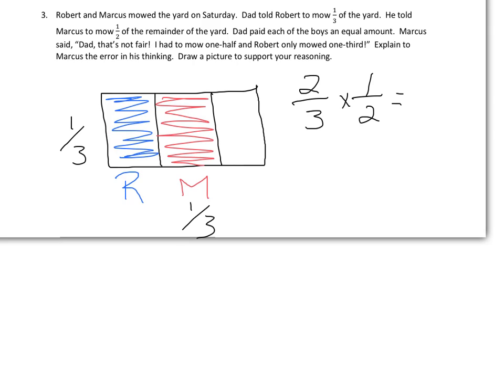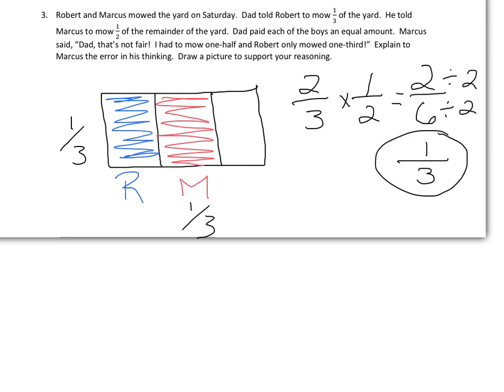So now we can multiply. 2 times 1 is 2. 3 times 2 is 6. You get 2/6, which then you can divide each number by 2. 2 divided by 2 is 1. 6 divided by 2 is 3. So Marcus just did 1/3 of the yard, just like his brother Robert. This concludes our lesson on multiplying unit fractions by non-unit fractions. If you have any questions for me, please bring them into our next math class.